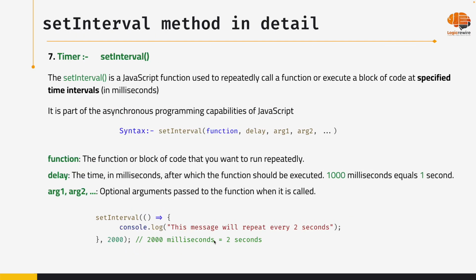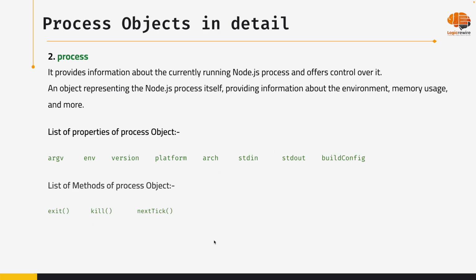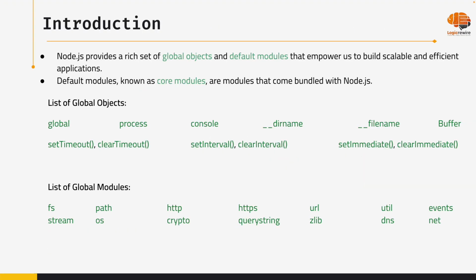These are the global objects we have seen, so we have completed the global object today. Tomorrow we will see the global module. What is the global module or default module available? What is a module all about? And if it is a default module, where is the main module, and what is the difference between the main module and the global module? All those things we'll discuss tomorrow.